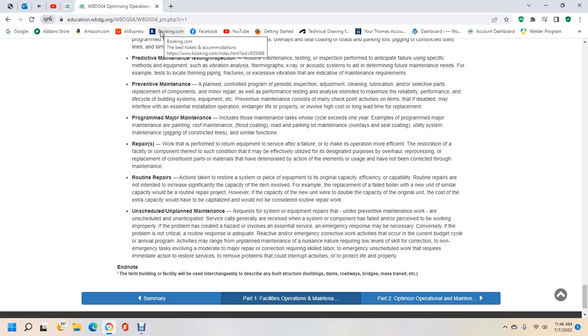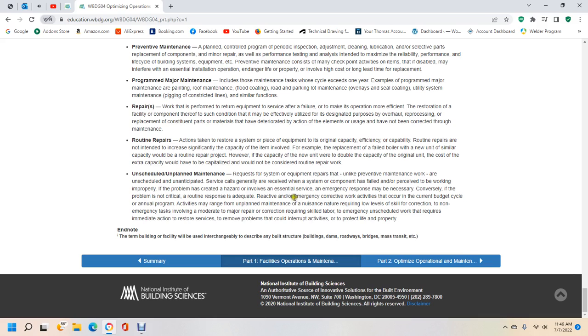Routine repairs: action taken to restore the system and piece of the equipment to its original efficiency and compatibility. Routine repairs are not intended to increase significant capacity of the item involved. For example, the replacement of a failed boiler with a new unit of similar capacity would be a routine repair project. However, if the capacity of the new unit would be double the capacity of the original unit, the cost of the extra capacity would be capitalized and would not be considered routine repair work.